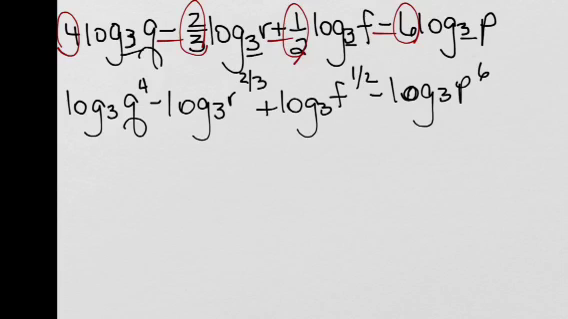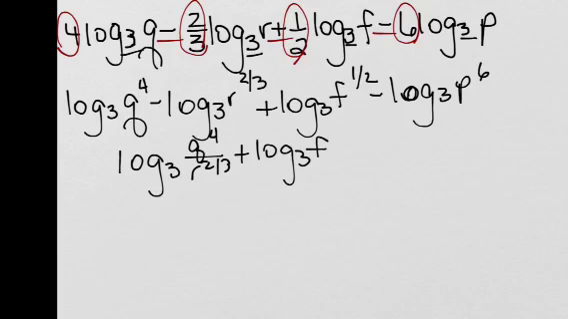Okay. Now that I have all of those written as exponents, I can start looking from left to right with quotient rules and product rules. So what I notice is that I have log base 3 of q to the 4th minus log base 3 of r to the 2/3 power, so that's going to be quotient rule, so that can compress into log base 3 of q to the 4th over r to the 2/3 power, and the rest of the expression remains untouched.